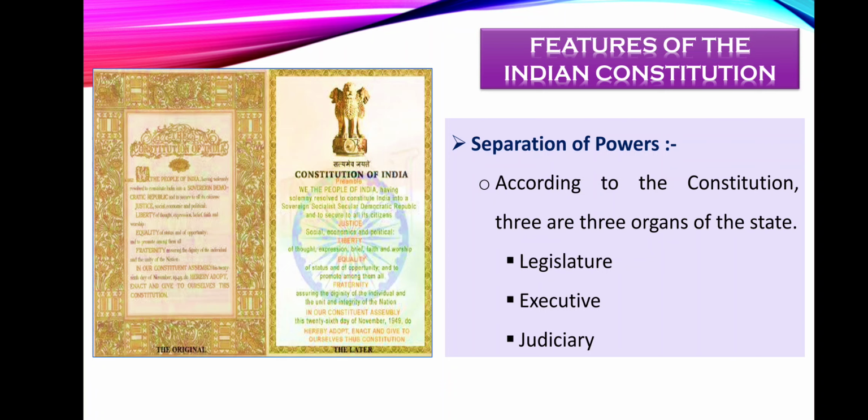It means that if we have one level, suppose the central level, power will be divided into three bodies, three organs of the central level. It can be legislature, executive and judiciary. Legislature will formulate laws, executive will execute or implement them, and judiciary will take care that they are followed properly in the country.